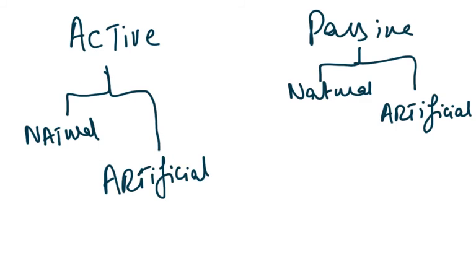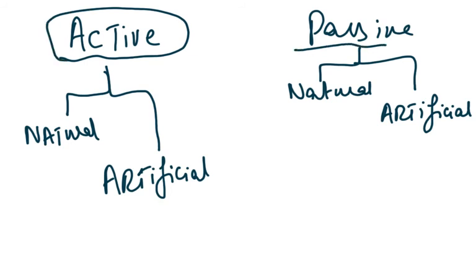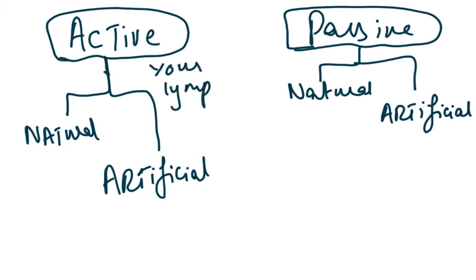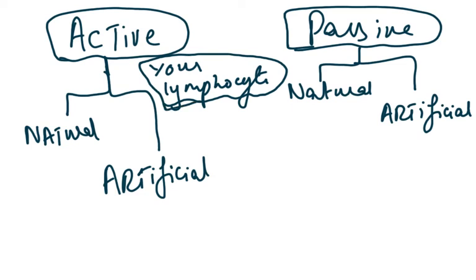The next topic that we need to talk about is active immunity and passive immunity. It looks like an English class, active voice and passive voice, but of course that's not the case. In biology, we talk of active immunity. Active immunity means when your lymphocytes perform some activity. Now, when your lymphocytes have performed some activity, the first example is natural active immunity.